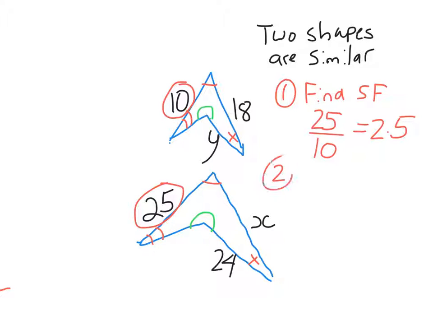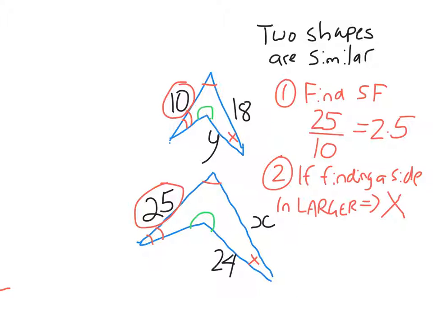Now, X and Y we need to do just slightly differently. So if we're finding a side in the larger shape, so that would be for X, we're going to end up timesing by the scale factor. And predictably, if we're finding a side in the smaller figure, we're going to divide by the scale factor. Okay, so always use the scale factor as the larger shape divided by the smaller shape. So I found the scale factor is 2.5.